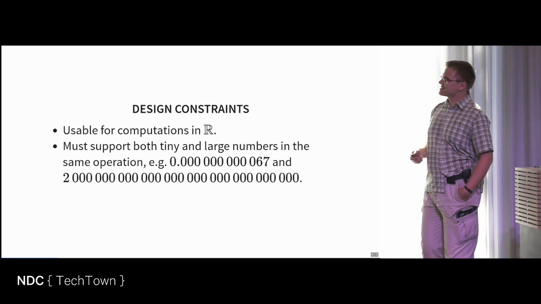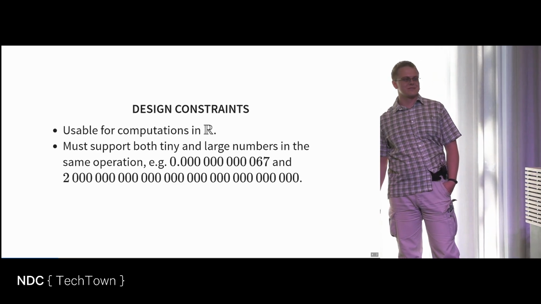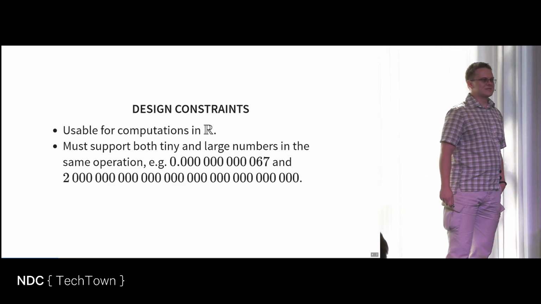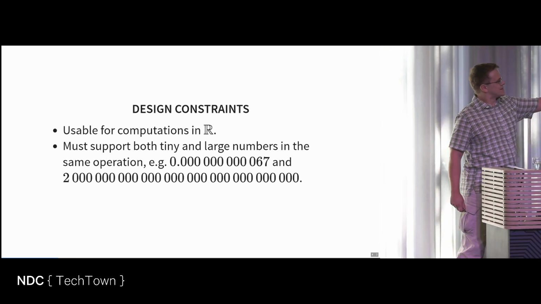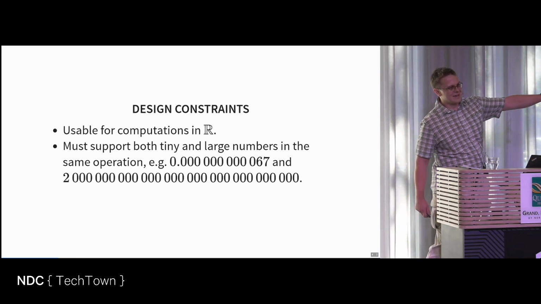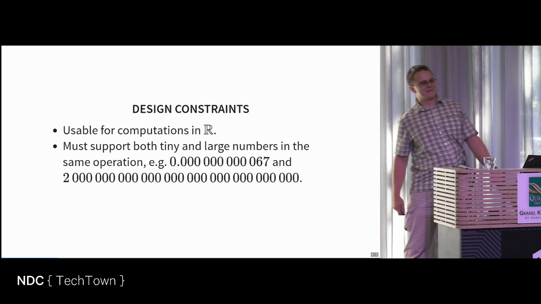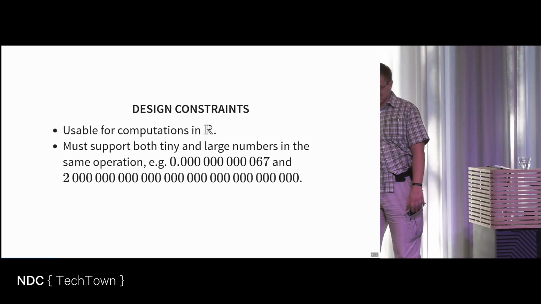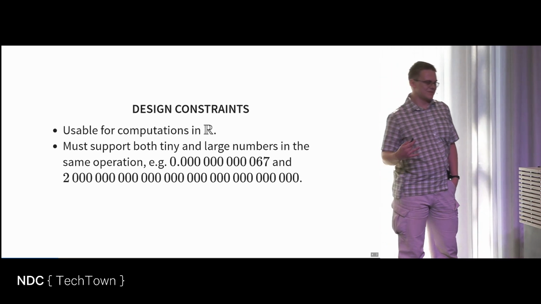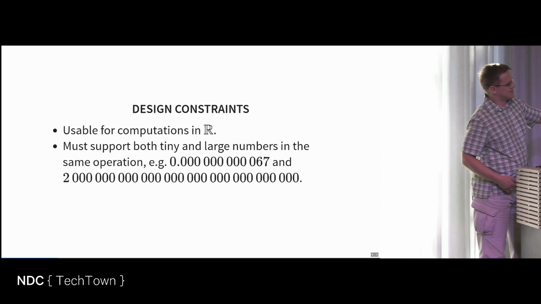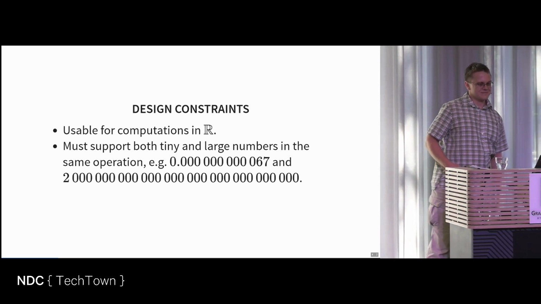Okay, these are from physics. The first one is the gravitational constant. The second one is the mass of the sun. So I'm quite literal that you must support these two in one computation. You will multiply them. If you do physics, if you need to compute something with gravity, you will multiply these two numbers.